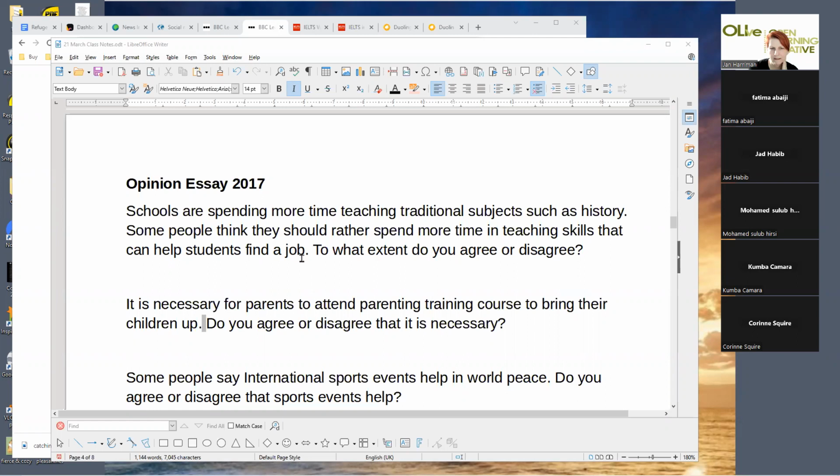If I agree, schools should teach skills for, am I right? Okay, don't worry about your opinion. What is the subject? We've got traditional subjects such as history. Yep. Versus what? Skills for job. Exactly. That's our two sides. Well spotted. Excellent. And what is the key word that we need to focus on?